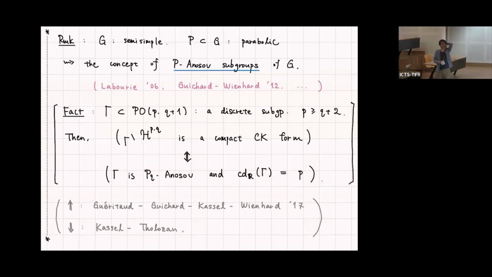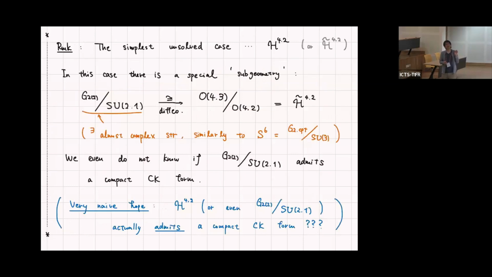Let gamma be a discrete subgroup of O(p,q+1), and we assume this condition. This is harmless, because if this condition is not satisfied, then we have already proved the existence or non-existence by previous methods. Then this quotient is a compact Clifford-Klein form only when gamma is PQ-Anosov inside this group, and the cohomological dimension of gamma is p. The direction from below to above is the work by Guéritaud, Guichard, Kassel, Wienhard, and the converse direction was recently proved by Kassel and Tholozan. I think some of the participants know about Anosov representations, so you might find this concept more tractable.